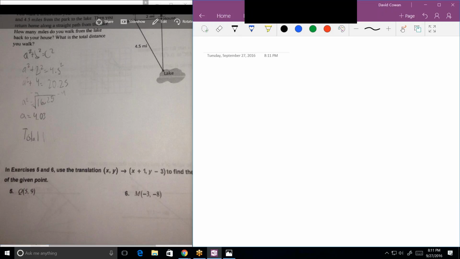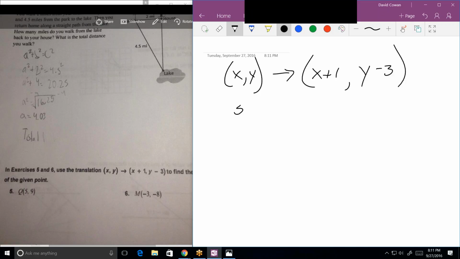Well, if x comma y is going to turn into x plus 1 comma y minus 3, and my x and y are 5 comma 9, what does that turn into? 6 comma 6? Okay. It's as straightforward as that.